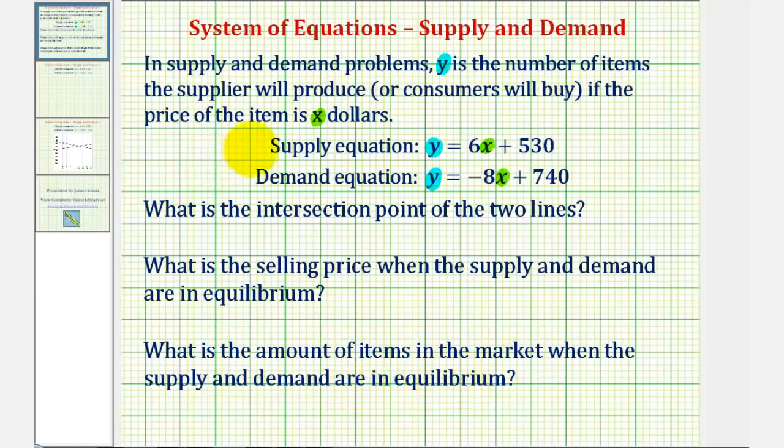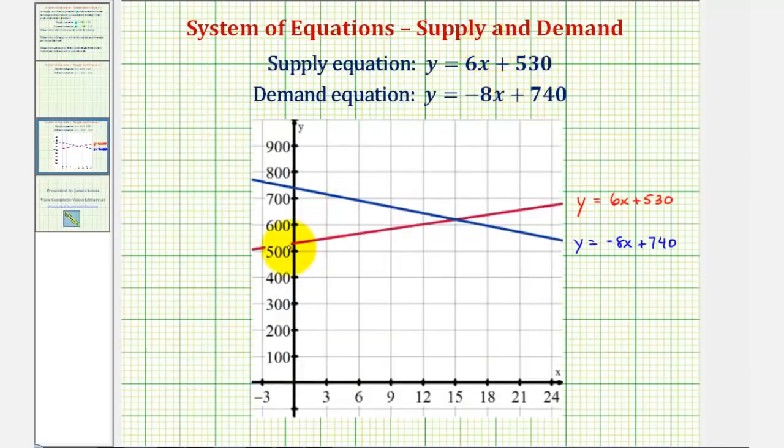Let's begin by looking at the graph of these two linear equations on the coordinate plane. Notice the supply equation is graphed here in red, and notice how because the slope is positive, we have an increasing linear function, which means as the price increases, Y, the number of items supplied to the market, also increases.